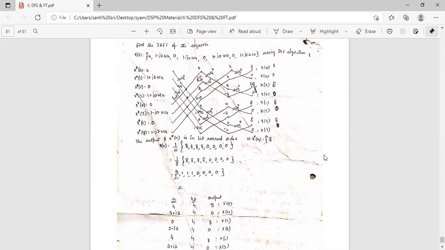In both cases, DIT as well as DIF FFT, right? So concentrate on these two classes, DIT and DIF FFT classes. Definitely they may ask essay questions based on the DIT algorithm and DIF FFT algorithm. These are the sure questions from this unit. Compulsory questions, so concentrate on it.